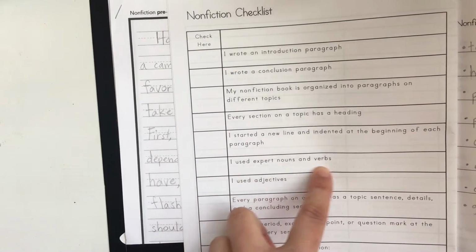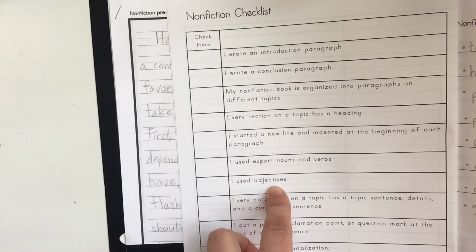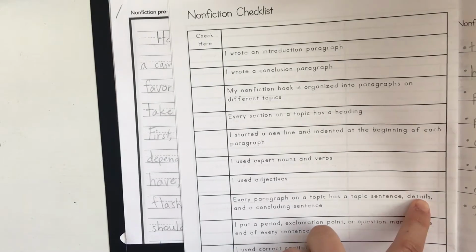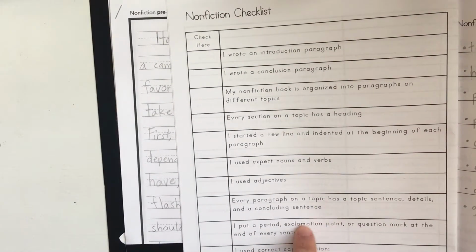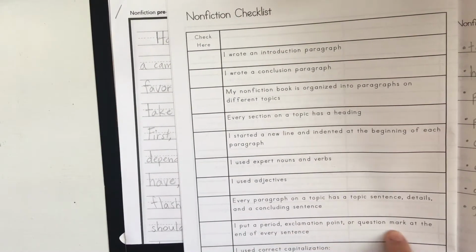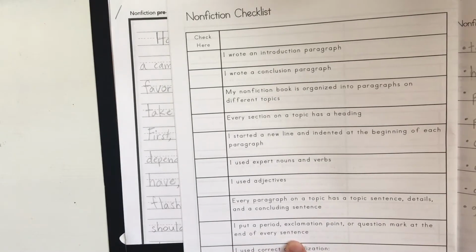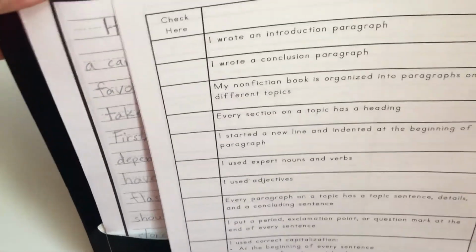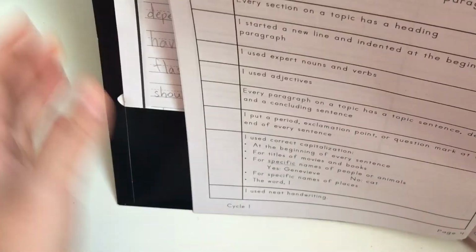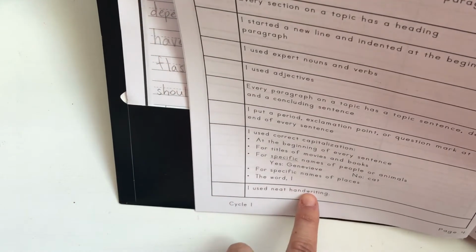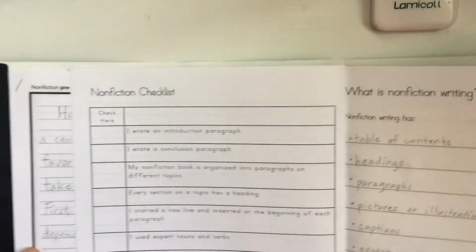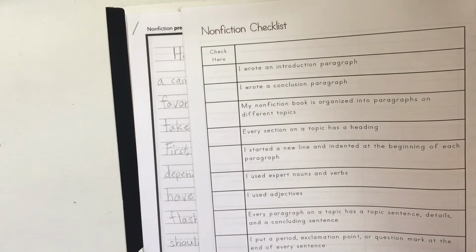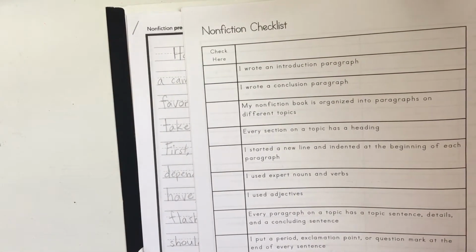I used expert nouns and verbs. I used adjectives. Every paragraph on a topic has a topic sentence, details, and a concluding sentence. I put a period, exclamation point, or question mark at the end of every sentence. I used correct capitalization at the beginning of every sentence. And I used neat handwriting. Okay, so these are the features that I want to make sure that I remember to add into my nonfiction writing.